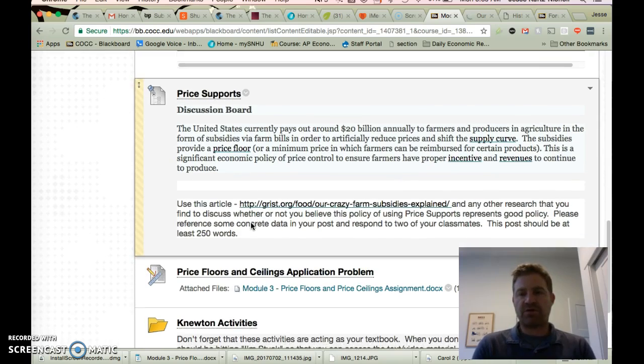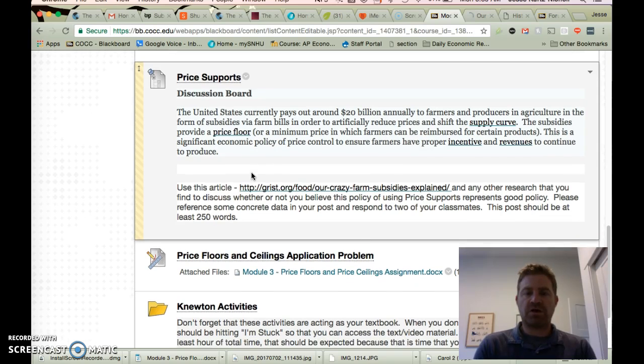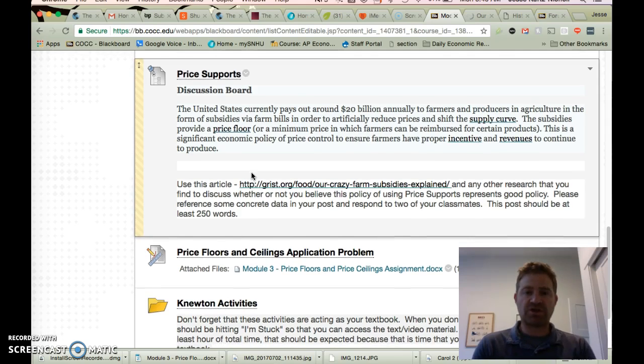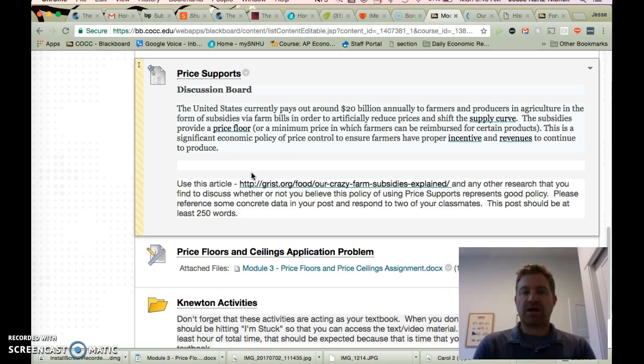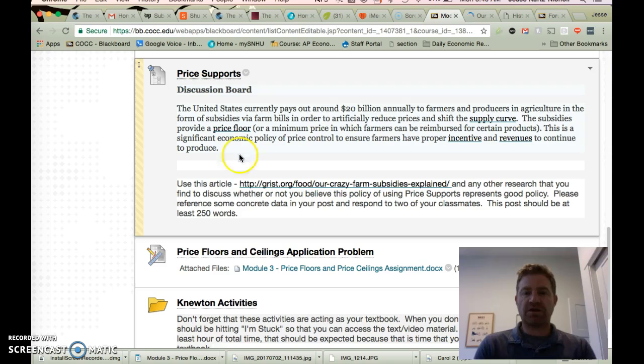Then if we drop down below the soft chalk, we have a discussion board this week. It is about the institution of a price floor in the agricultural sector. This started during the Great Depression to keep farmers basically alive and producing, which was very important at the time, but it has ballooned to billions of dollars every year paid out to farmers. And so you're going to discuss whether that's a good use of our money and a good use of supply and demand.